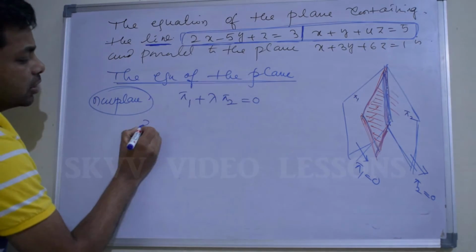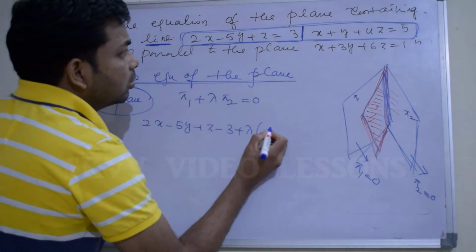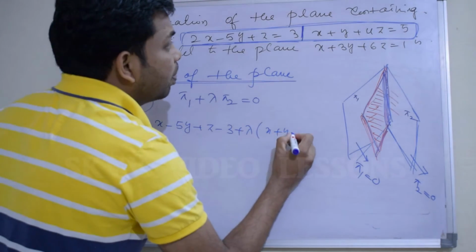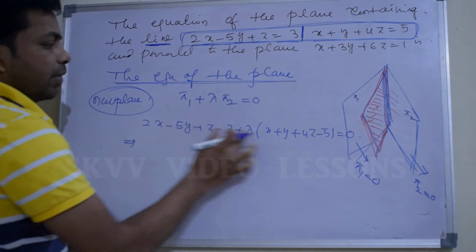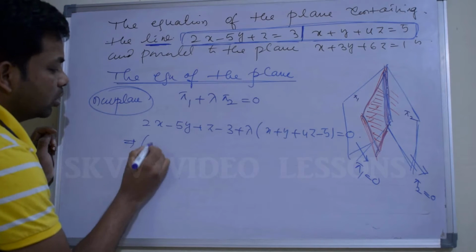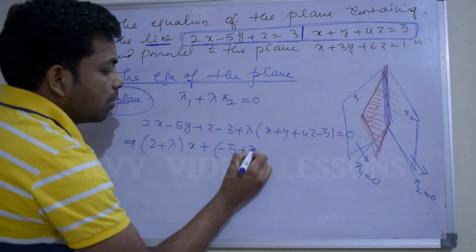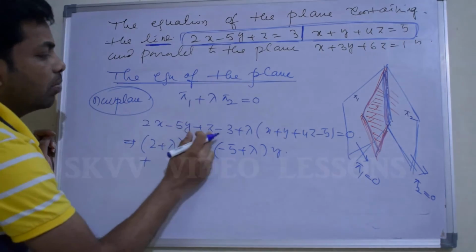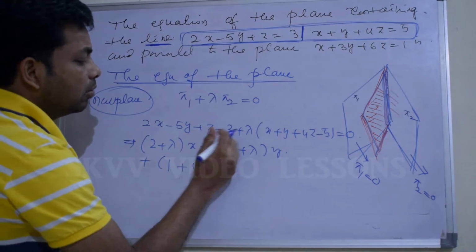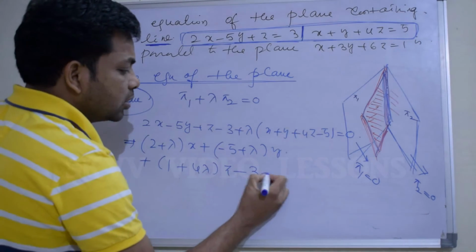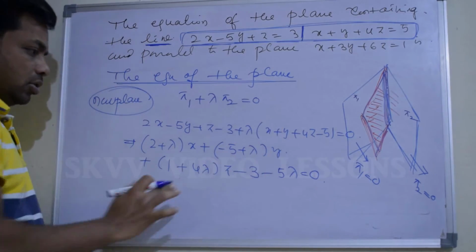Now substitute. Pi 1 is the first plane, 2x minus 5y plus z minus 3, plus lambda times the second plane, x plus y plus 4z minus 5, equals 0. Now I am writing a little bit fast, okay. Taking x common, what is that? (2 plus lambda) of x. Y common, what is that? (minus 5 plus lambda) of y. Z common, what is that? (1 plus 4 lambda) of z. Then minus 3 is the constant, and here we have minus 5 into lambda, equals 0. I think you understood how to write this.